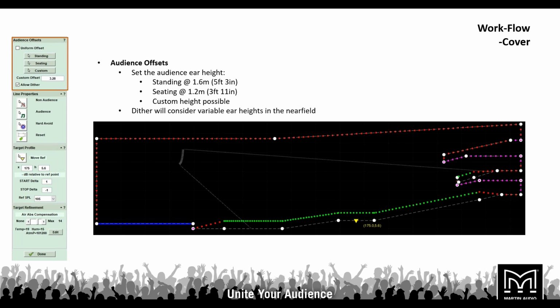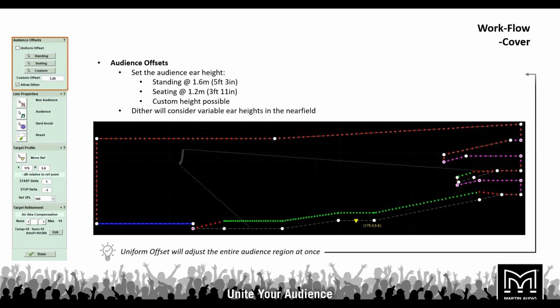That's entirely possible. Loud Ether will consider variable ear heights, especially in the near field, where the PA usually breaks more. And there's another button on top that says uniform offset, and this will adjust the entire audience region at once. So if we check uniform offset, that little section will change and will look like the one that just unfolded, where you select everything at once.